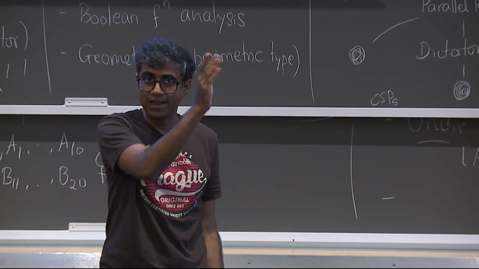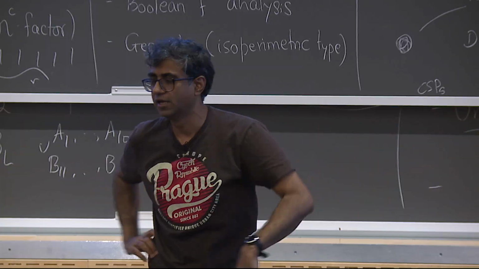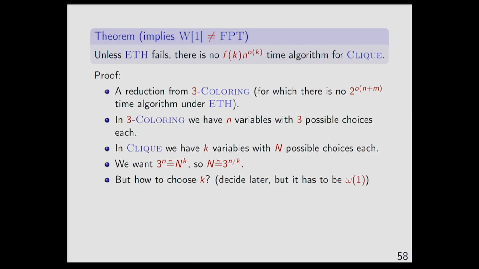So intuitively, what I want to do is to match the choices here and here. The choices on the left side are like 3 to the power n, because each vertex has 3 possible colorings. On the right side we have k variables that we want to select for the clique, each with n choices. So it's like 3 to the power n and n to the power k. Roughly, we would like these 2 numbers to match in our gadgets. So n is roughly 3 to the power n over k. But how to choose k, we'll decide this later.